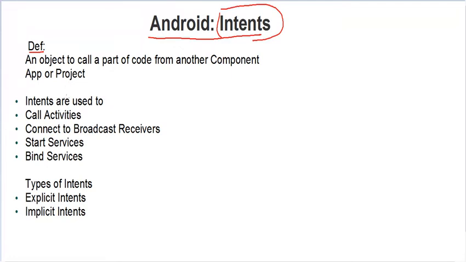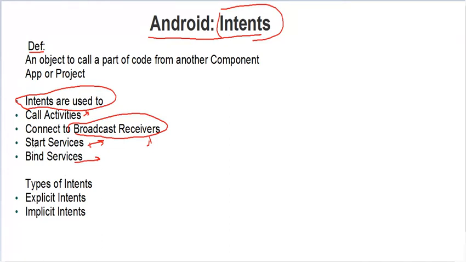So for what reason are intents used? Intents are used to call activities. We use an intent to call one activity from the start activity, we call the destination activity. They are also used to connect to broadcast receivers, or to start services. For example, we create an intent for the service, and we then use the function startService and pass the intent as an argument, or bind services.